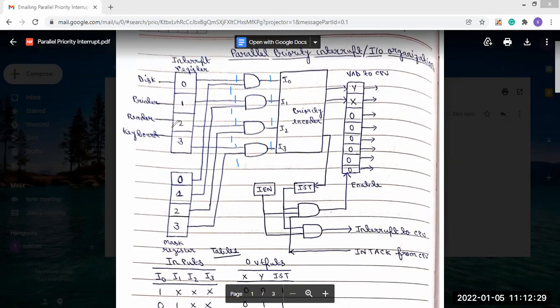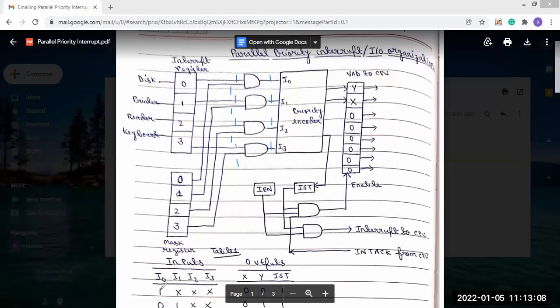Now among disk, printer, reader, and keyboard, disk speed is much more. So disk has the highest priority. So we will take only that interrupt, and for the other devices that generated an interrupt, we will make it a don't care condition. Then whether other devices generated the interrupt or not, we do not have to look at that.